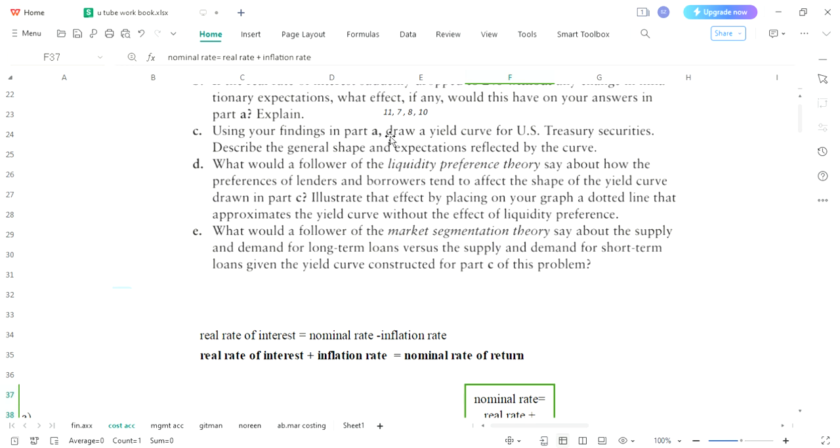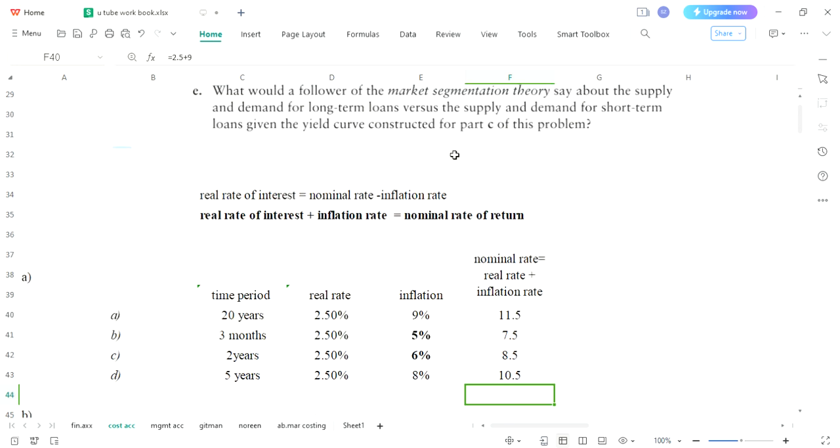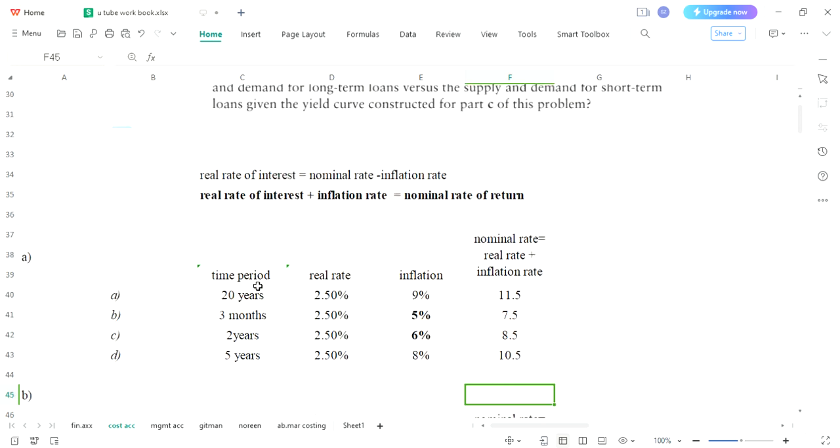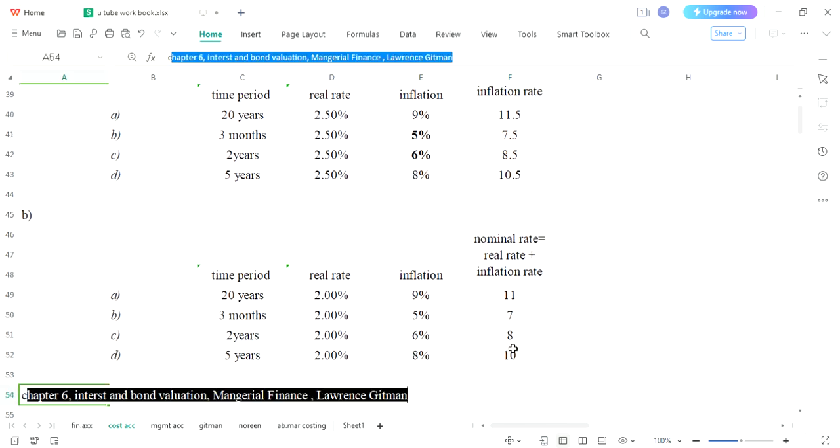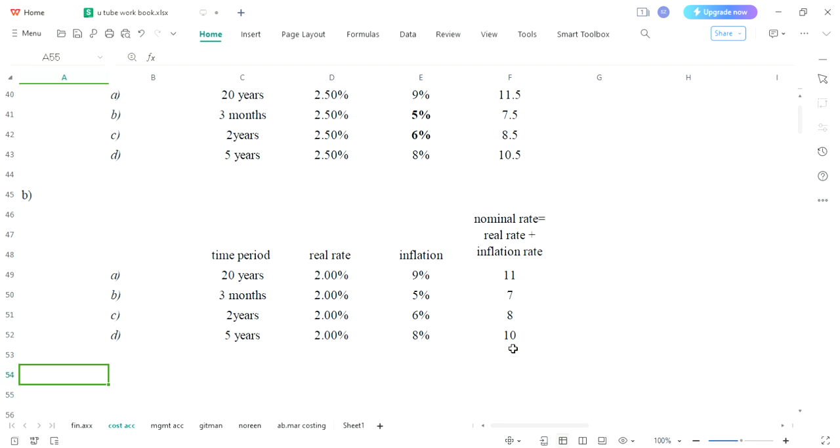Using your finding in part A, draw a yield curve for US Treasury securities. Describe general shape and expectations. Look, in A part, we do have different time periods from 20 years, 3 months, 2 years, and 5 years. And we have our nominal rate of interest present over here, 11.5, and we are going to draw it. In C part, let's mark it as C part.